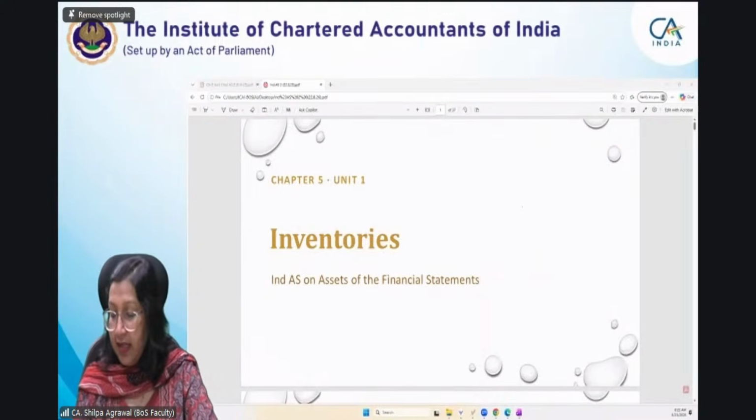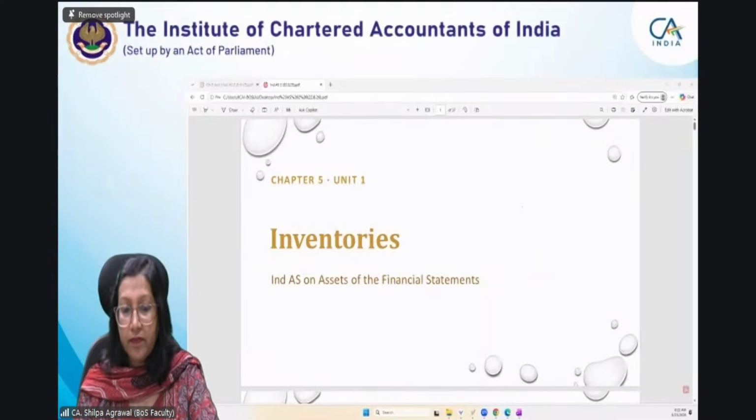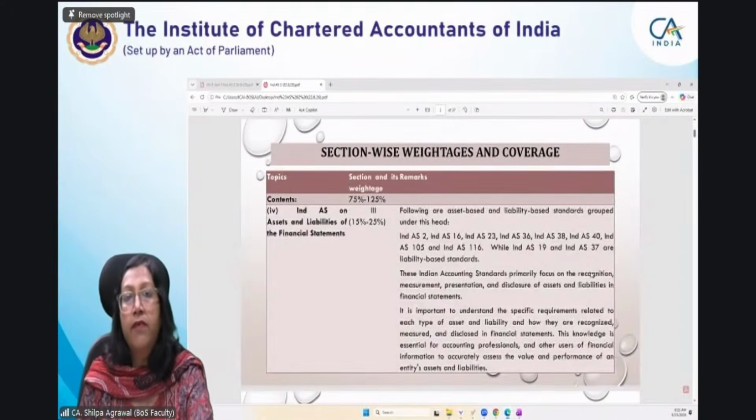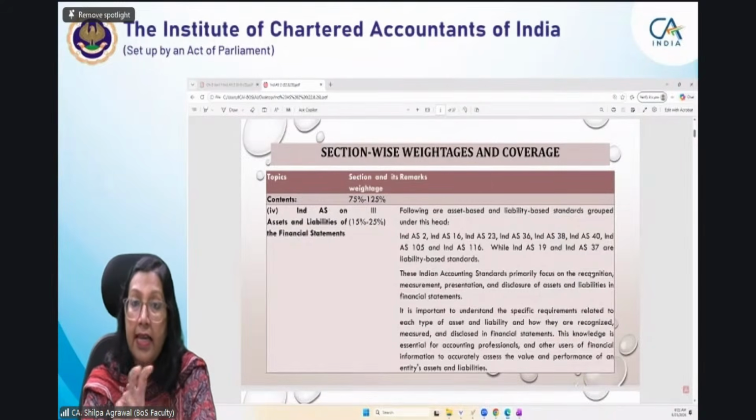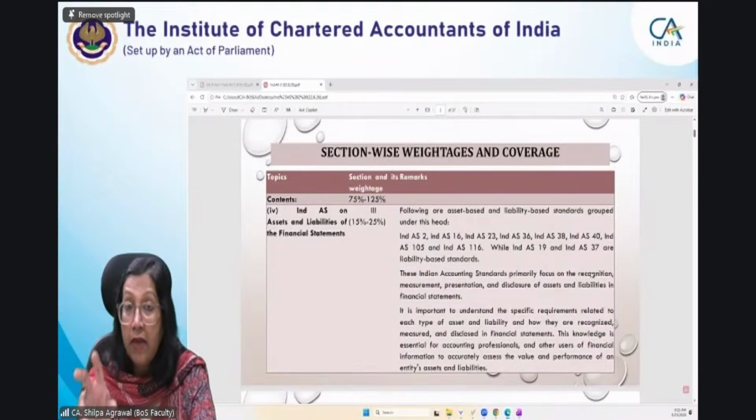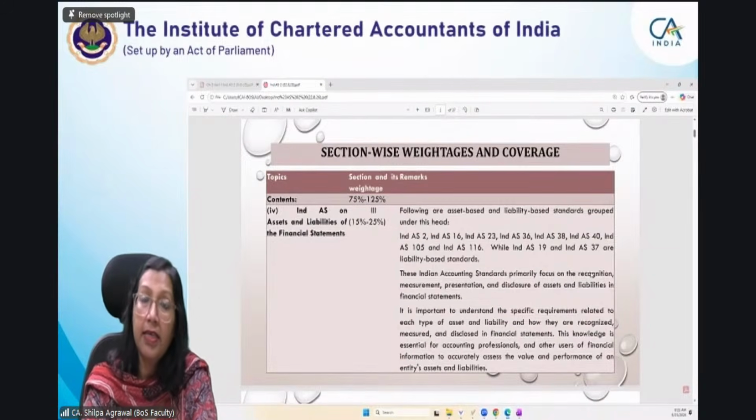Before starting, let us first understand the importance of this chapter. See, students, we have bifurcated the entire syllabus of financial reporting into 8 sections. Section 3, which is on asset and liability based standards, carries a weightage of 15 to 25%. One of the standards in this section is Ind AS 2.